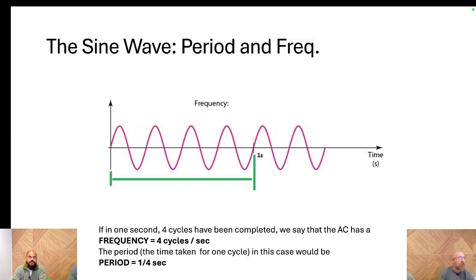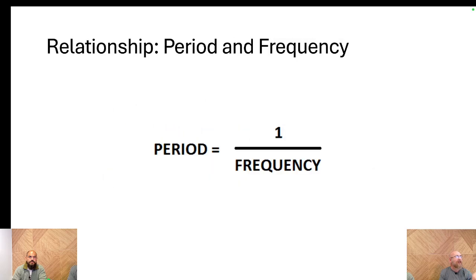So quite simply, next slide, we'll give it away. Yep, there you go. Period is the inverse of frequency.